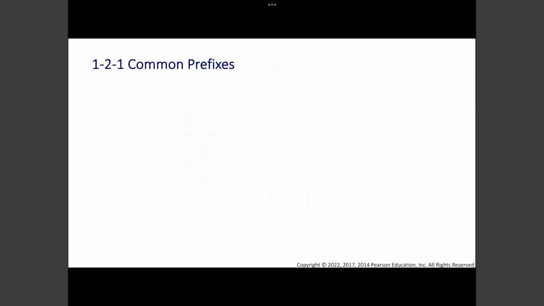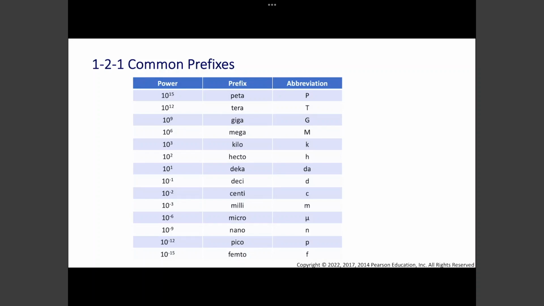Now, multiples of the basic units are common no matter which system is used. So standard prefixes are used to designate common multiples in powers of 10. The most common prefixes are listed in this table. 10 to the power 15 is peta and the abbreviation is P. 10 to the power 12 is tera, abbreviation is T. Likewise, you can go through this table. For example, the prefix kilo is 10 to the power 3 and the symbol is k. That means 1000 or equivalently 10 to the power 3.